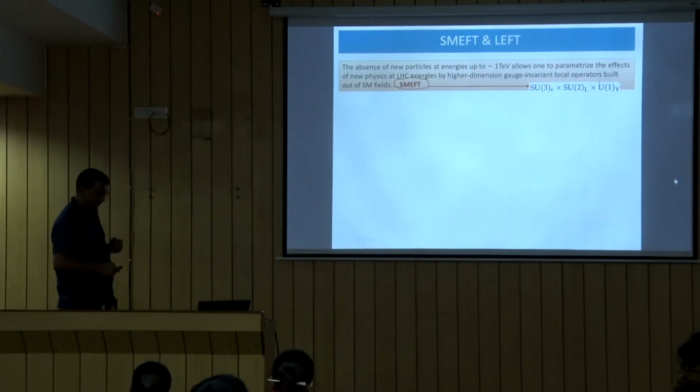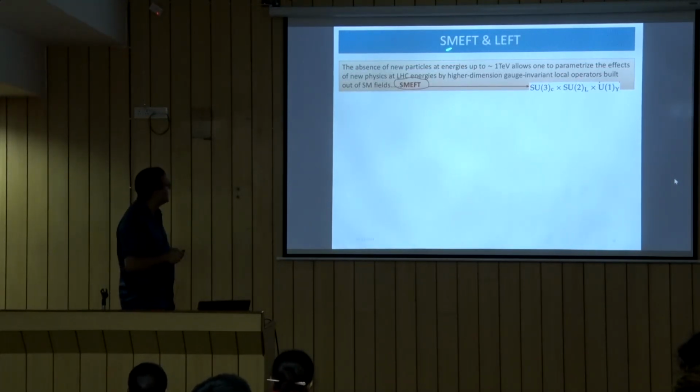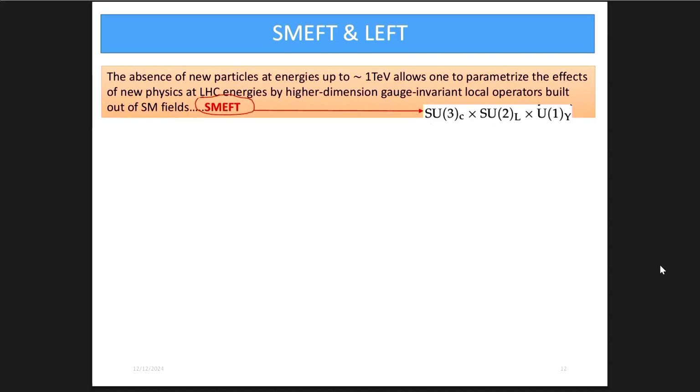So, now as you have seen, here I will try to connect the coefficients at SMEFT, the standard model effective field theory, where you know that it's up to 1 TeV, let's say, since we have not found anything up to 1 TeV. It allows us to parameterize the effects of new physics in high dimensional gauge invariant operators. That's what we call SMEFT, and the gauge group is the standard model gauge group. Particle contents are also the standard model particle content.